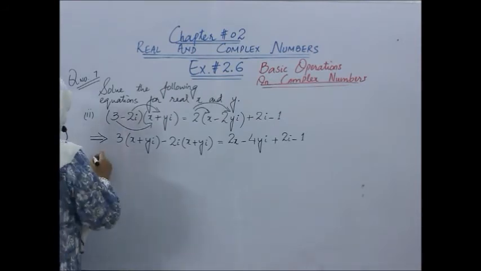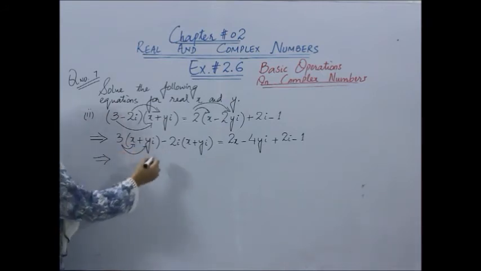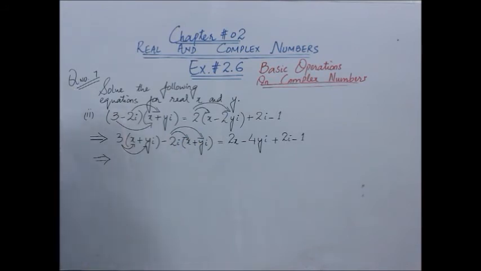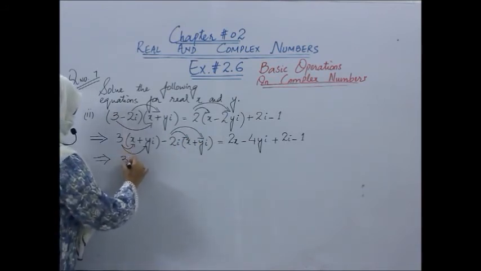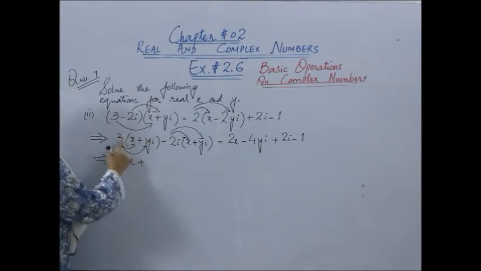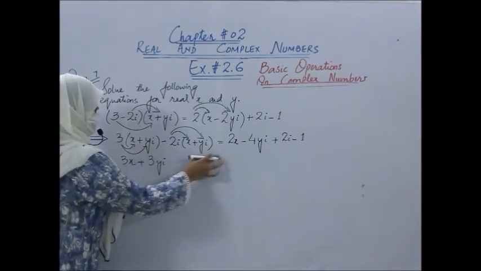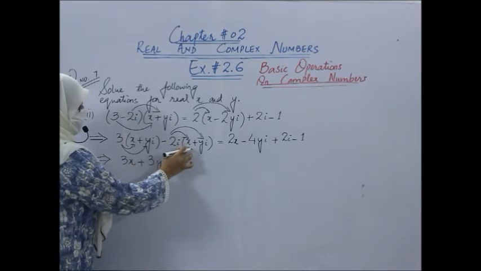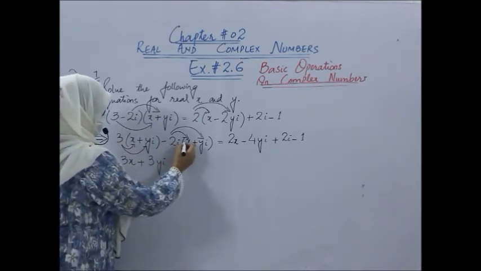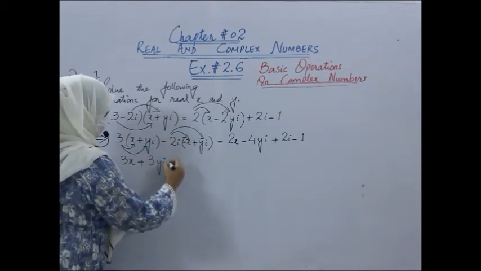So students, here we will multiply 3 with x and 3 with y iota. Similarly, plus minus 2 iota with x and then minus 2 iota with y iota. So here we have 3x. What about this? 3 into y. Plus sign would remain as it is, and 3 into y, 3y iota. What about this number? This minus sign would affect it. Why? Because this minus, when multiplied with this plus, there is no sign, it means there is a plus sign. So when we will multiply, we have negative sign.